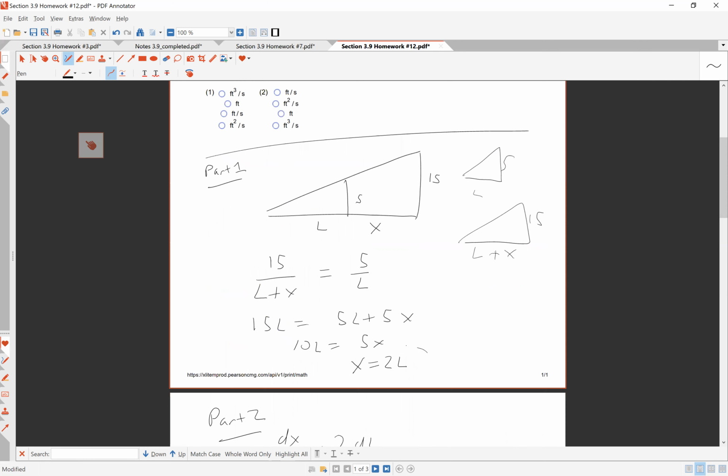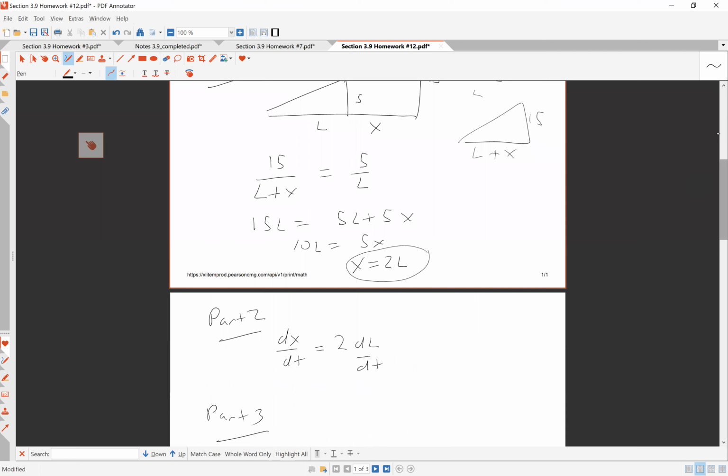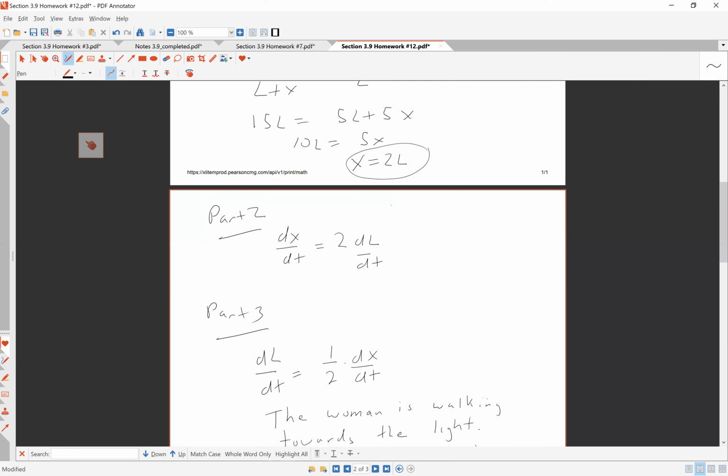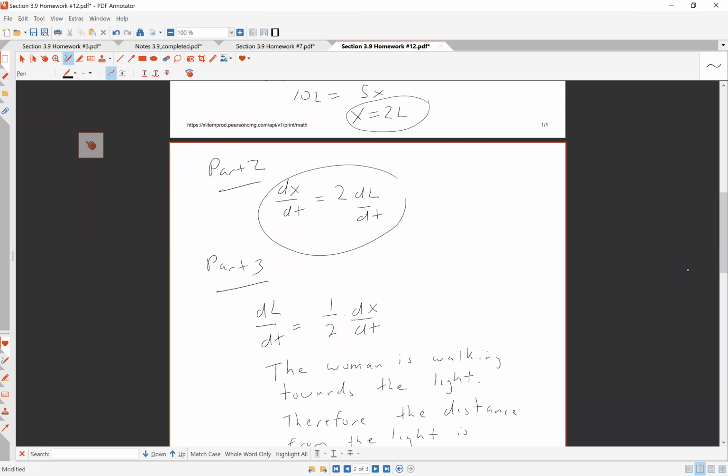So now we have this relationship between the distance of the woman from the light and the length of her shadow. And now part 2 says, well, let's just differentiate both sides. That's a pretty easy derivative to take. dx/dt, the rate of change of the distance of the woman from the light, is equal to twice the rate of change of the length of the shadow. Part 3, we can solve for dL/dt. The rate of change of the length of the shadow is 1/2 the rate of change of how far the woman is from the light.